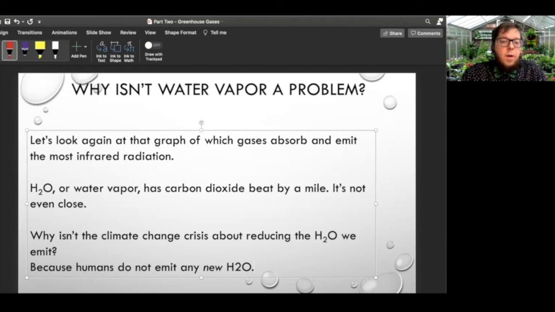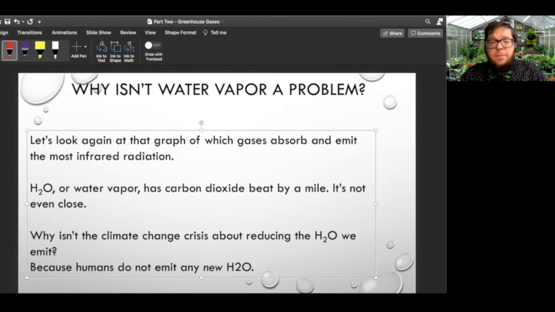Or put another way, if you like, the cycles of this planet are much better at reabsorbing water and recirculating it than they are at doing the same thing for carbon atoms.